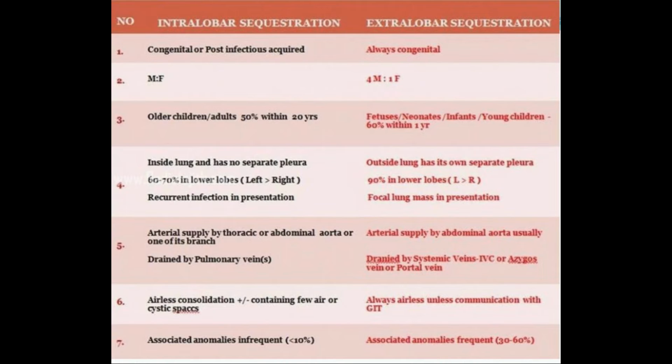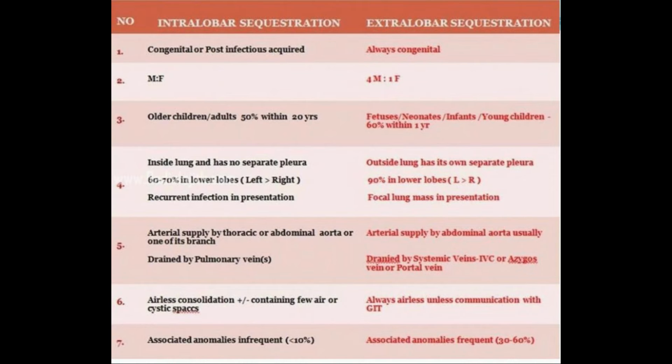Now we'll go to the differences between intralobar sequestration and extralobar sequestration. Intralobar sequestration is more common than the extralobar sequestration, almost they say 3:1 or 4:1. So usually intralobar sequestration is most likely due to a post-infectious acquired one, but congenital intralobar sequestration has also been there, and male to female is almost the same, 50-50%, and usually the presentation will be in older children or young adults, usually almost half of them developing within 20 years.